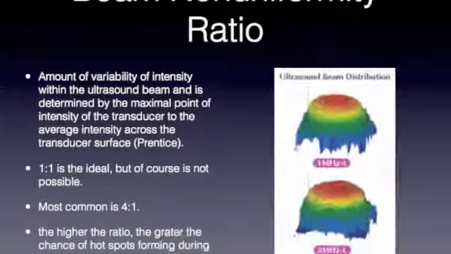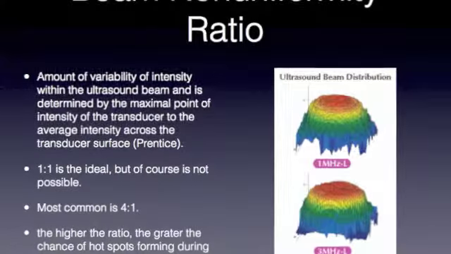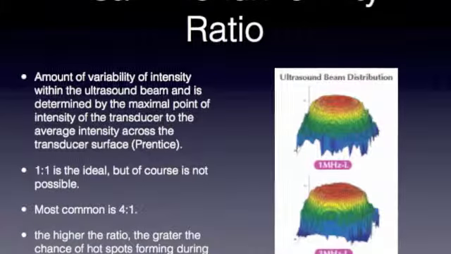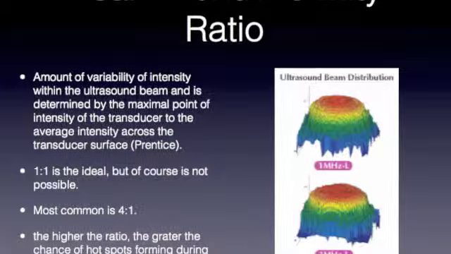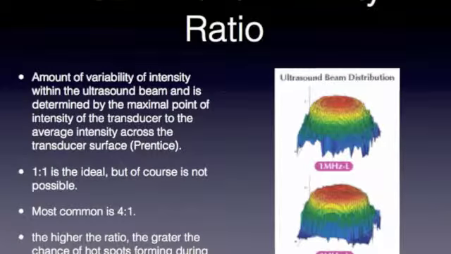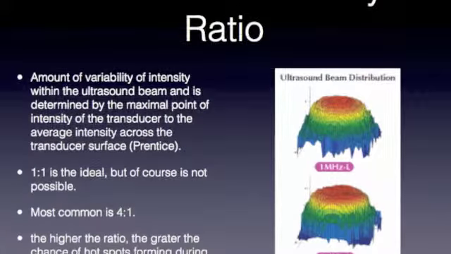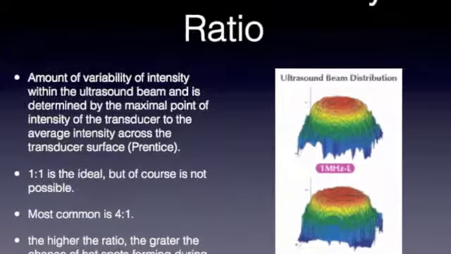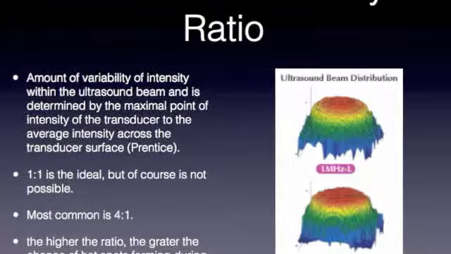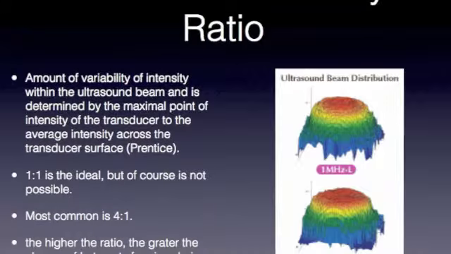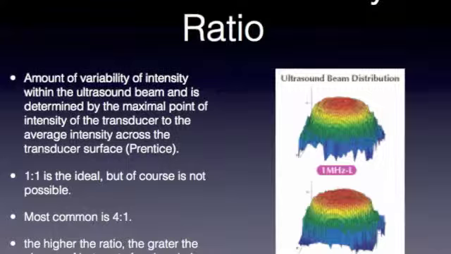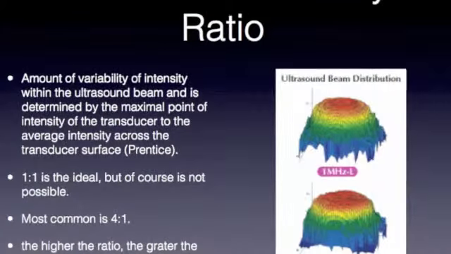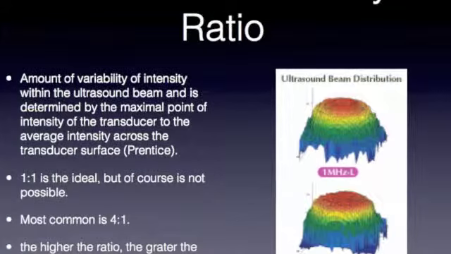Something that's kind of iffy when working with ultrasound, I think, is the beam non-uniformity ratio. It's the amount of variability of intensity within the ultrasound beam and is determined by the maximal point of intensity of the transducer to the average intensity across the transducer surface. 1-to-1 is the ideal, but of course not really possible. So the most common is 4-to-1, and the higher the ratio, the greater the chance of hot spots forming during treatment.